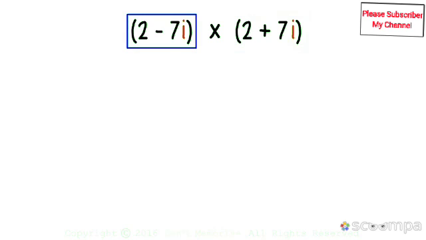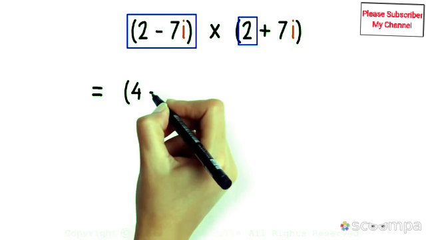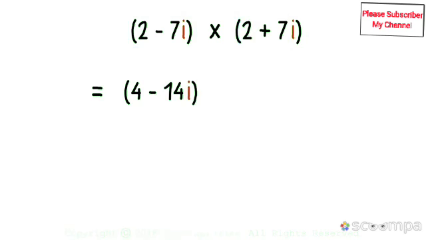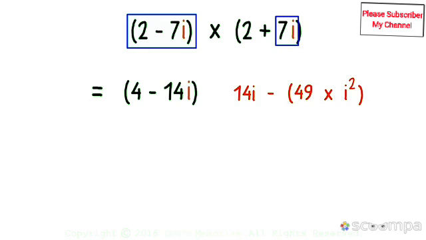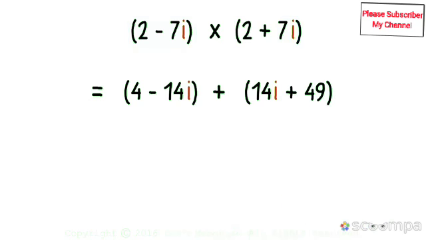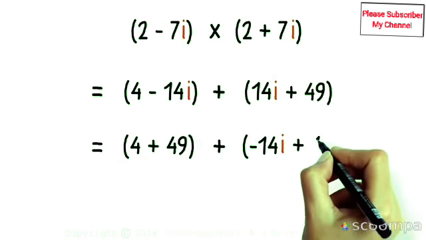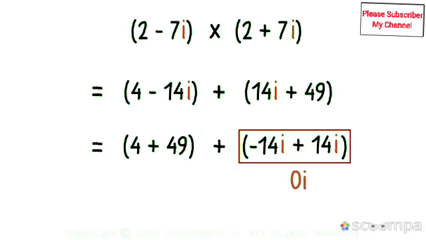Multiplying 2 minus 7i with 2 gives us 4 minus 14i. And multiplying 2 minus 7i with 7i, we get 14i minus 49 times i squared, which is nothing but 14i plus 49. Adding the real and imaginary parts separately, we get the real part as 4 plus 49, that is 53, and imaginary part as negative 14i plus 14i, which is 0i.